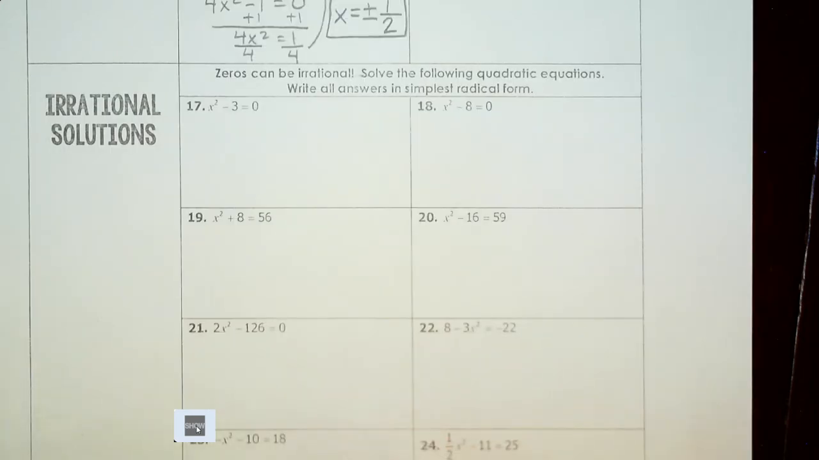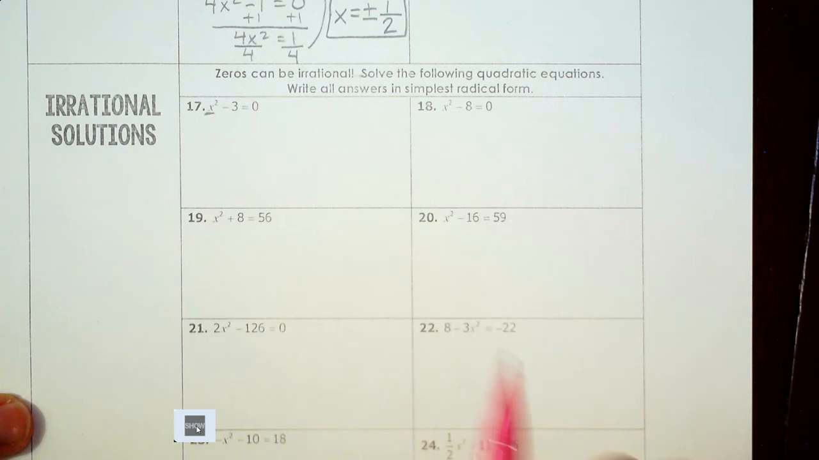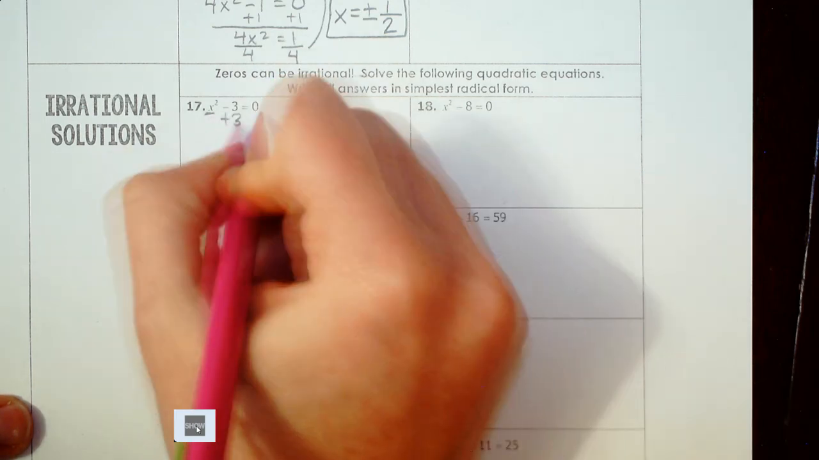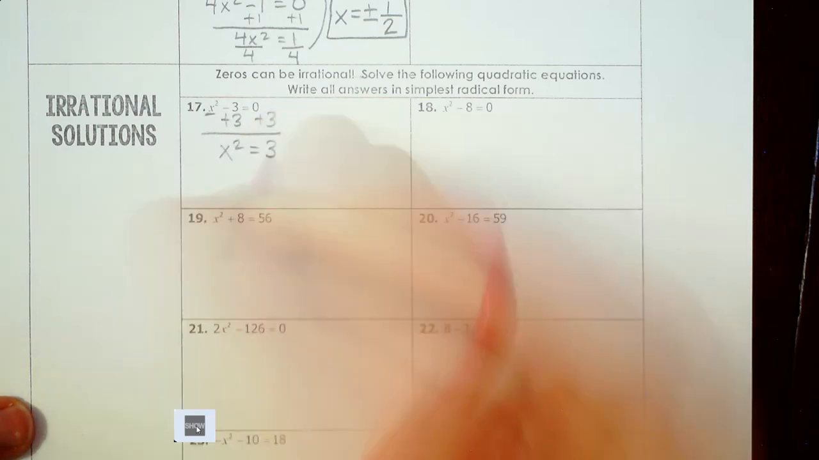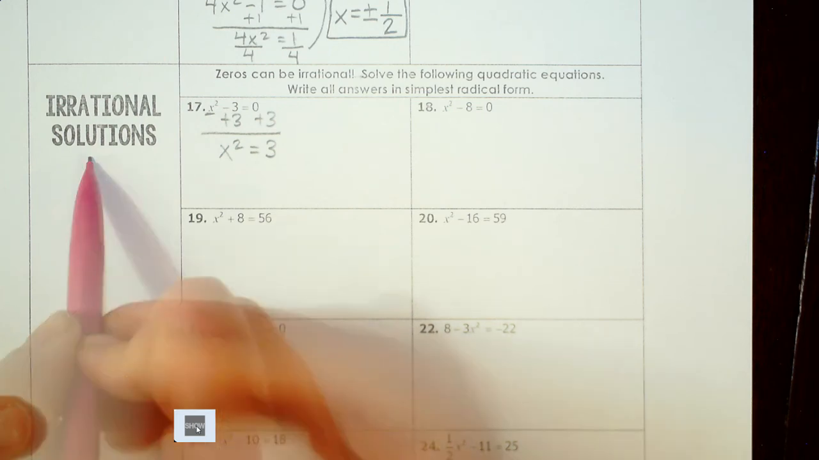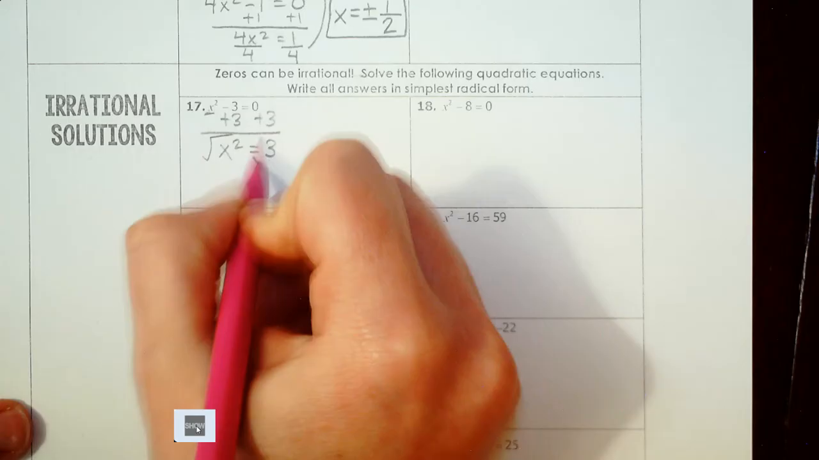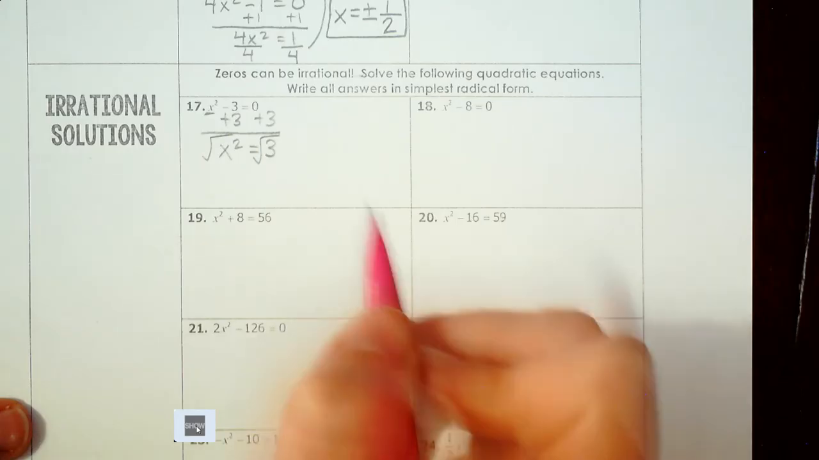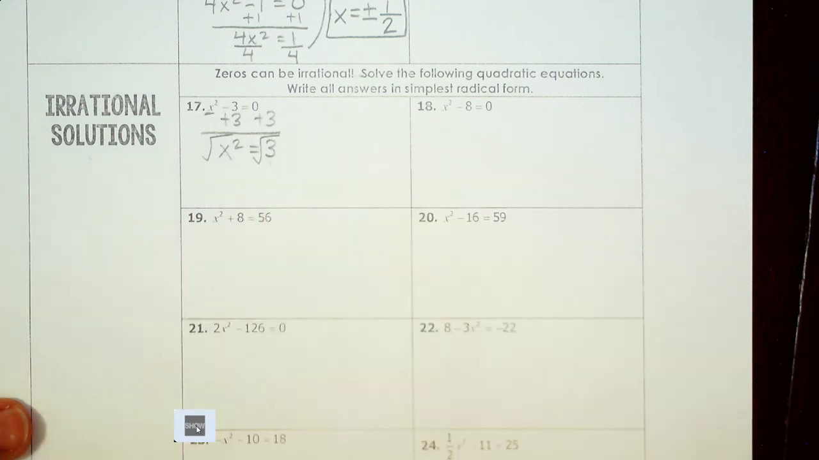This next section is where it gets a little more interesting. All right, so we're going to solve it the same way. So first thing I need to do is get my x squared by itself. I'm going to add 3. X squared equals 3. All right, the reason these are irrational solutions is because 3 is not a perfect square. So when I go to square root both sides, there's nothing I can multiply by itself to get 3. And if I type that in a calculator, it gives me a decimal. We don't like decimals for these.